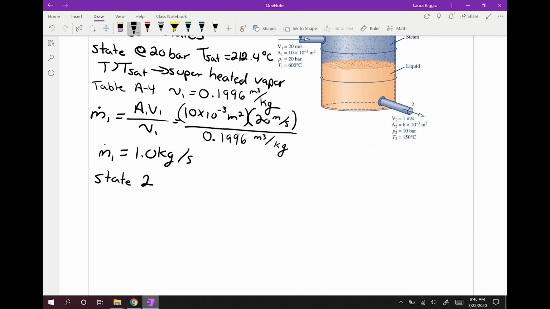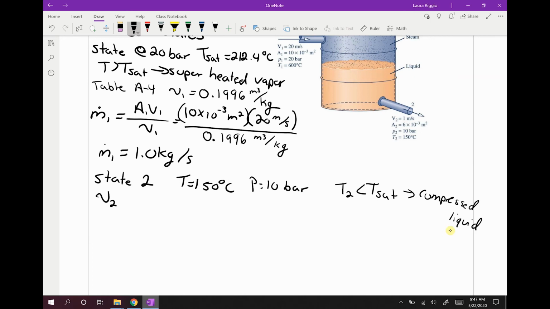At state 2, we have T equal to 150 degrees Celsius and P equal to 10 bar. Our temperature is less than our saturation temperature, so we are a compressed liquid. If you were to go to the compressed liquid tables, you would find that pressure and temperature doesn't exist. That's because we commonly approximate the properties of compressed liquids as saturated liquids.